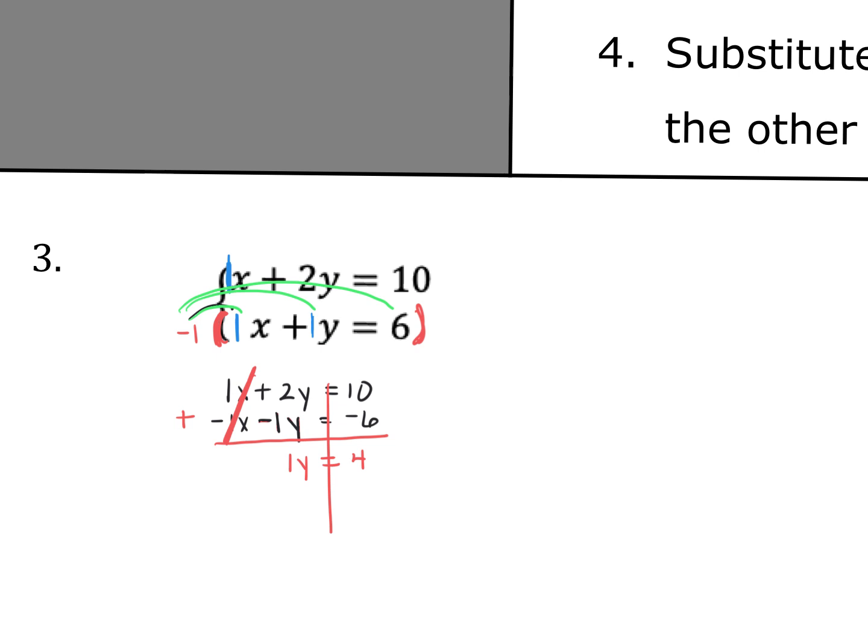Okay, so 1y equals 4. Now I see a lot of kids doing this. Oh, I see a number in front of my y, so I'm going to divide by 1, divide by 1. You don't have to do that. If it's a 1, you just leave it the same, and you could just say y equals 4, because that's not going to change the answer at all. If I take 4 and divide it by 1, I still get 4.